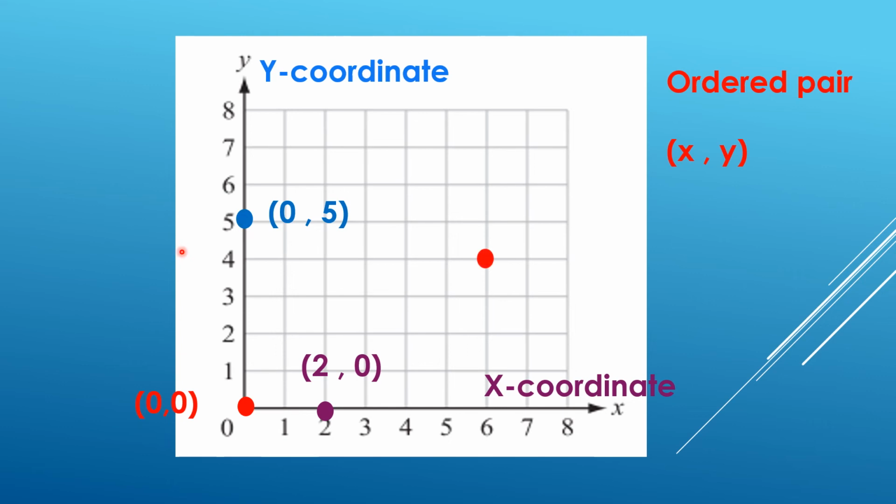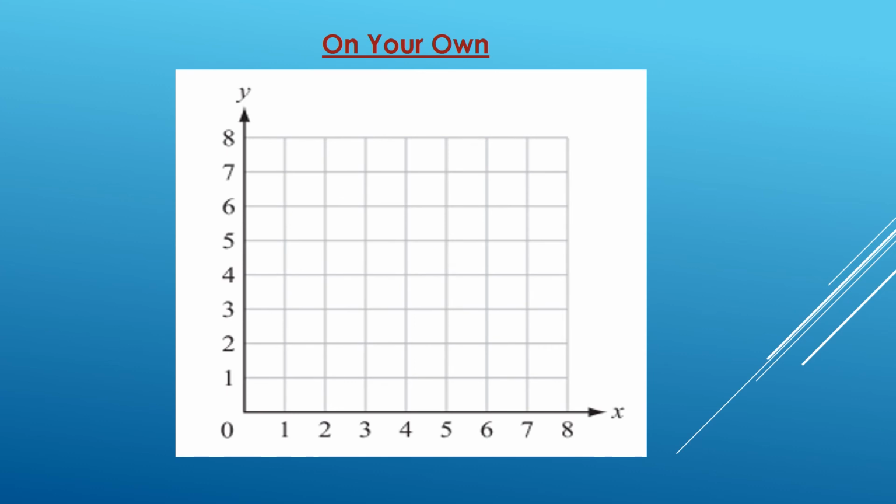Now, how can I write the ordered pair for this point? Yes, I will first match the x coordinate on the x-axis and then match the y coordinate on the y-axis. So what did you get? 6, 4. It's not 4, 6. There's a difference between them. 6, 4.